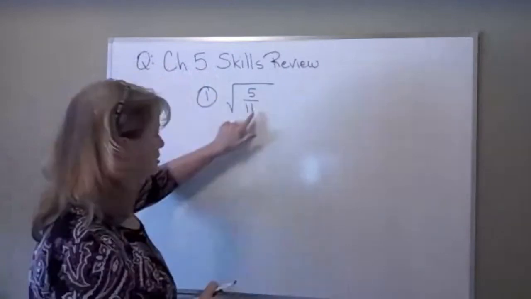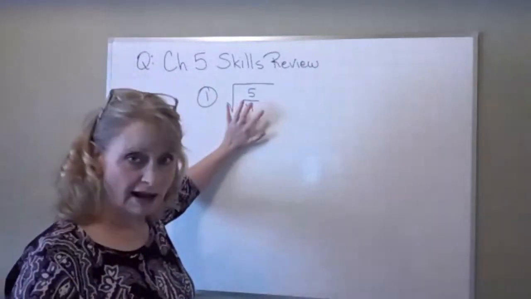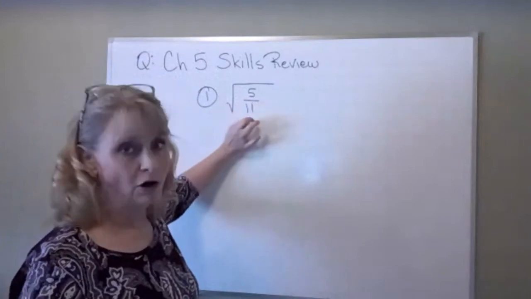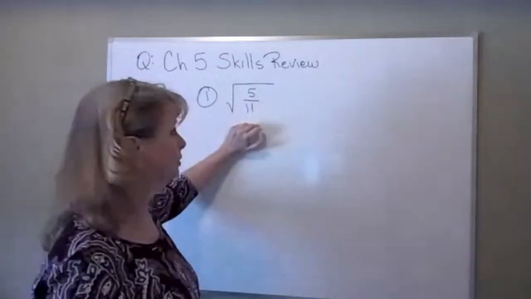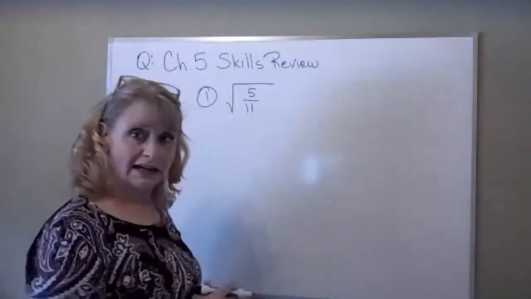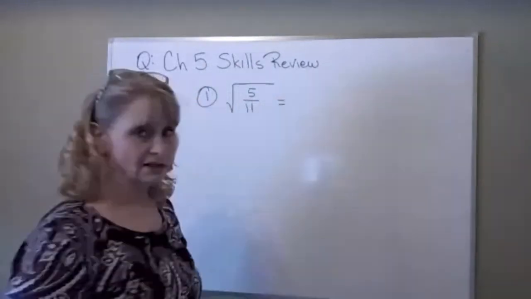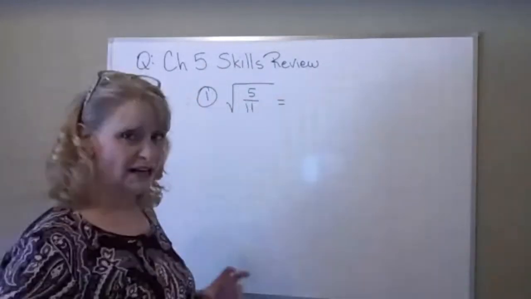So you may change 5 over 11 to a decimal. But if you do that, don't round that number. Don't round until after you take the square root. But I'm going to show you how to do this in your calculator so that it gives you the final answer. We're going to work on doing calculations like this without doing it in pieces.